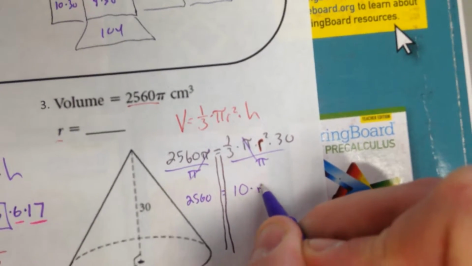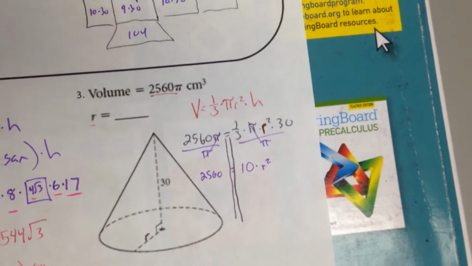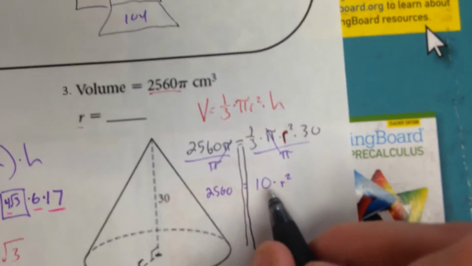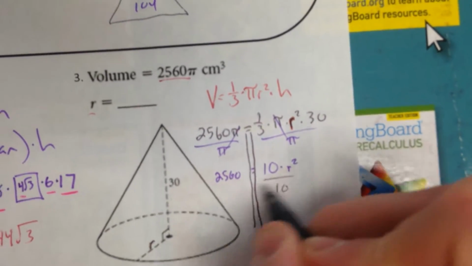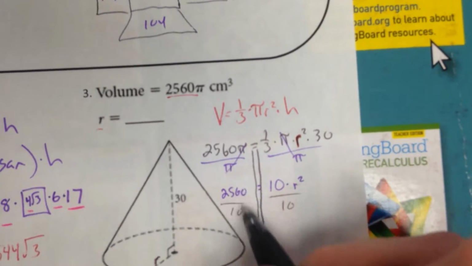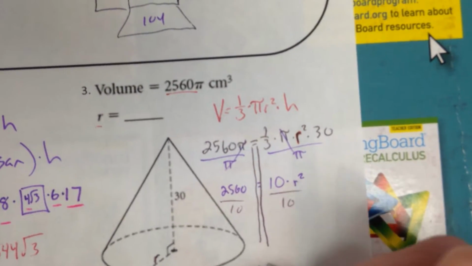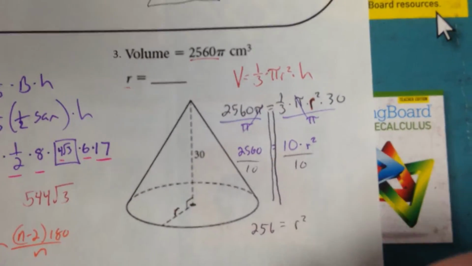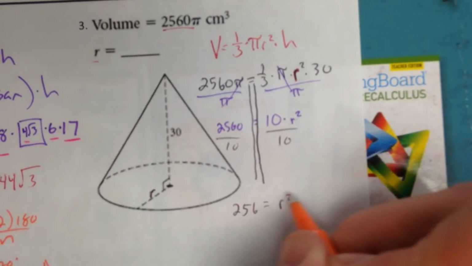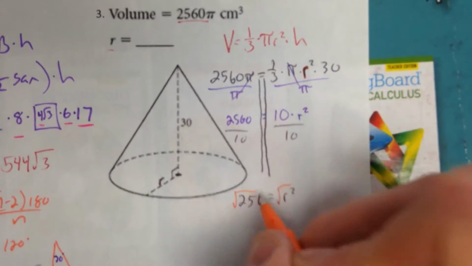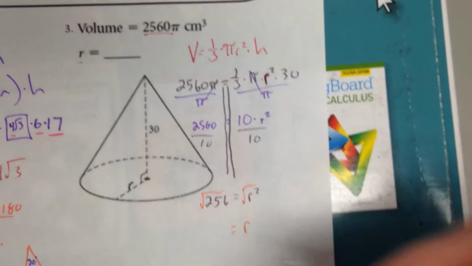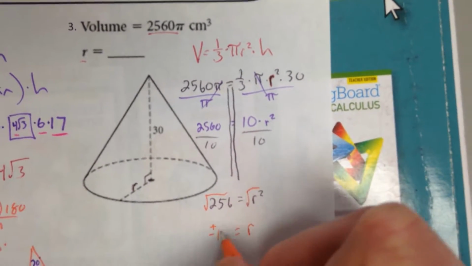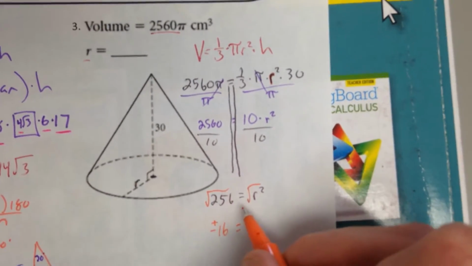10 times r squared. After I've divided both sides by pi, I will now look at undoing our order of operations. So I'm going to undo multiplication with division. I'll divide both sides by 10. 2,560 divided by 10 is 256 equals r squared. And continue to undo the order of operations by square rooting both sides. The opposite of squaring is square rooting. Now, when we get down to this final answer, we may be thinking that the answer is both positive and negative 16. The square root of 256 has two answers.